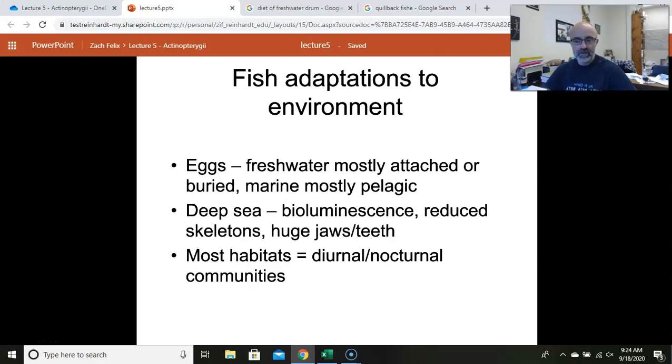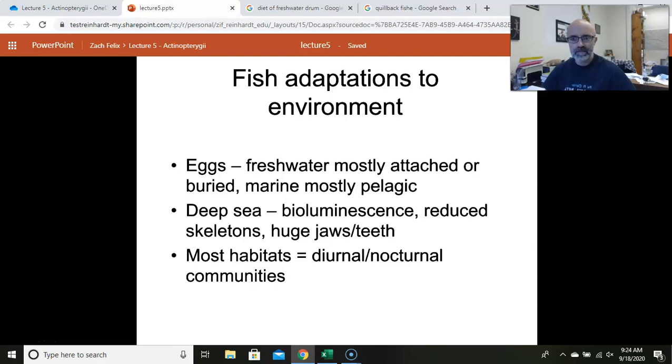Marine fish tend to have pelagic eggs, and pelagic basically means that the eggs are just floating in the water, they're not attached, they're not just on the bottom or something like that.